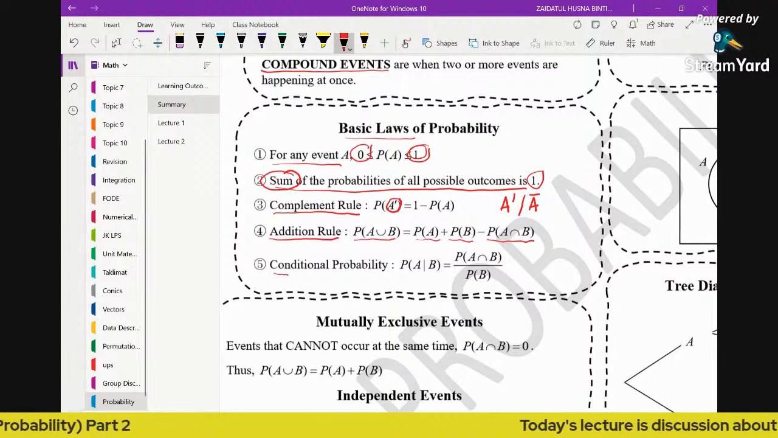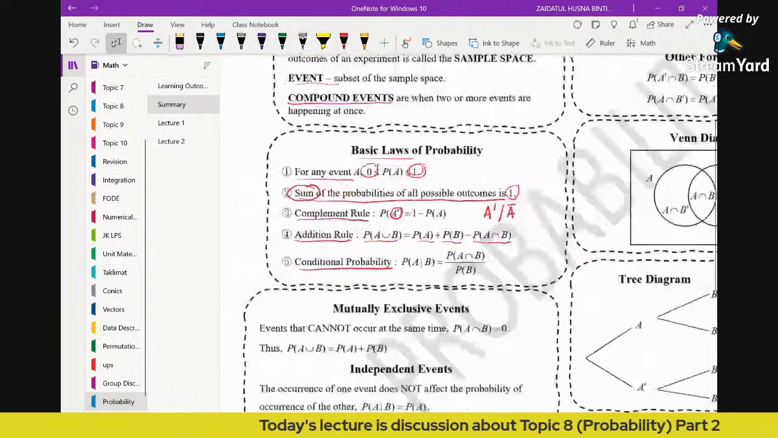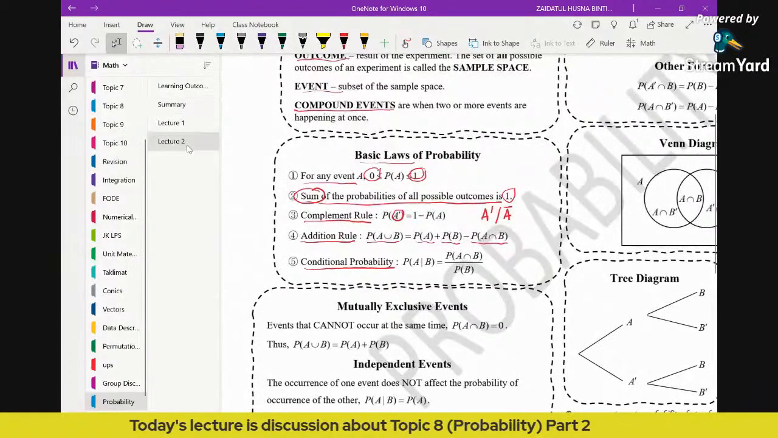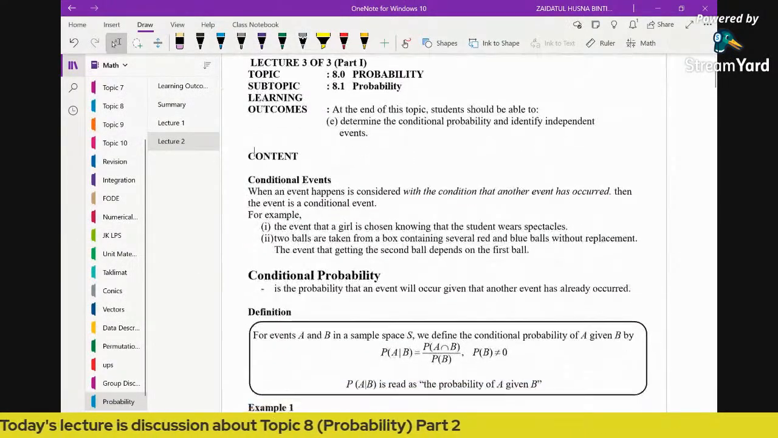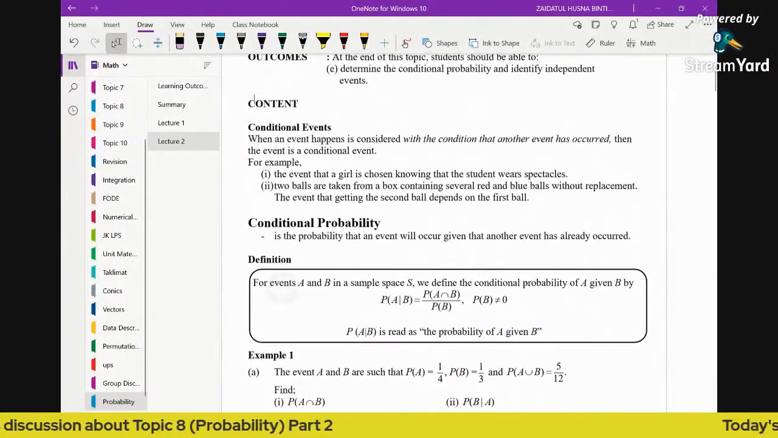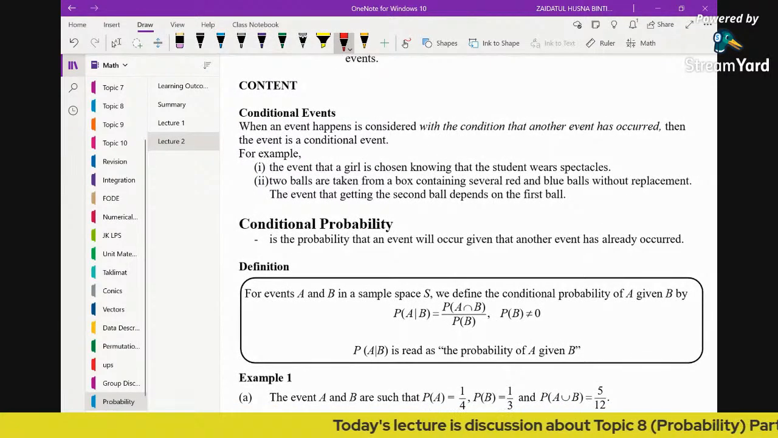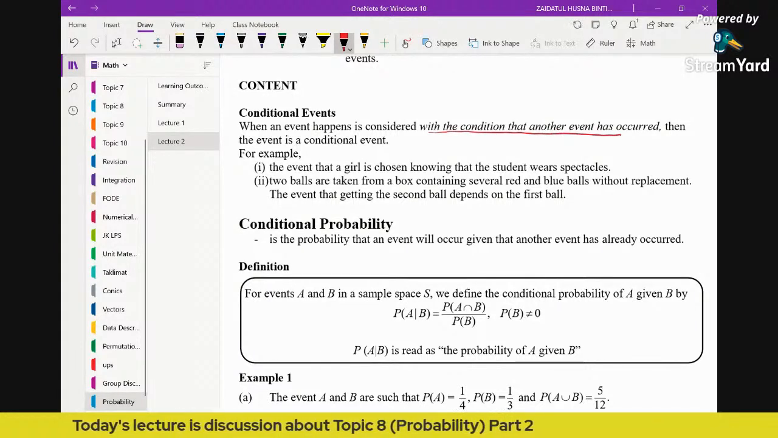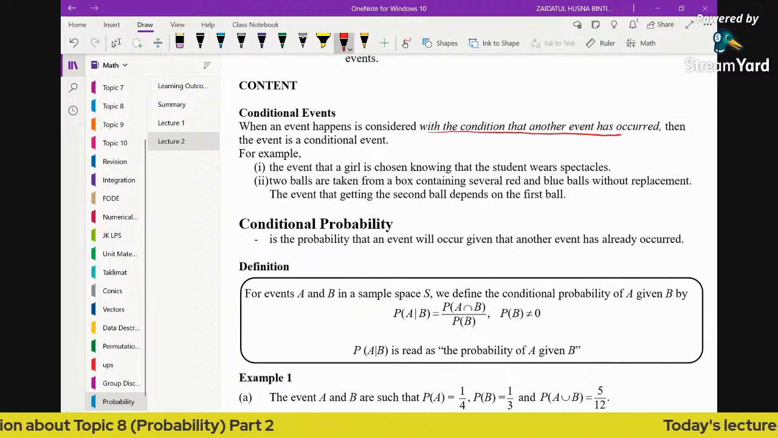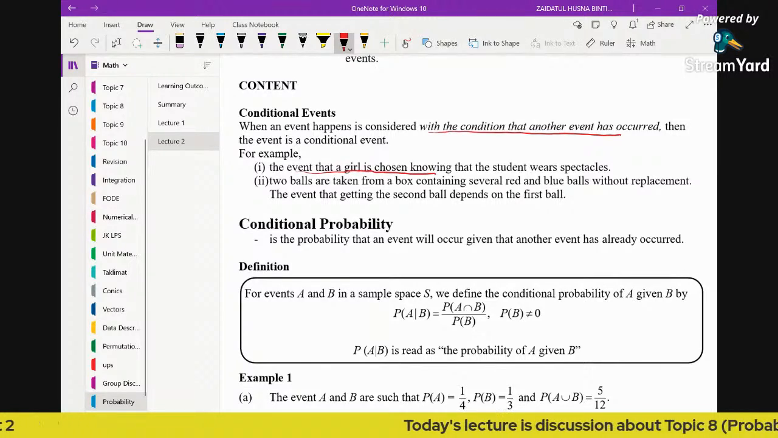And this is what we are going to discuss today, conditional probability. So now let's see what we are going to discuss today. Conditional events. What are conditional events? When an event happens is considered with the condition that another event has occurred, then the event is a conditional event. For example, the event that a girl is chosen knowing that the student wears spectacles.